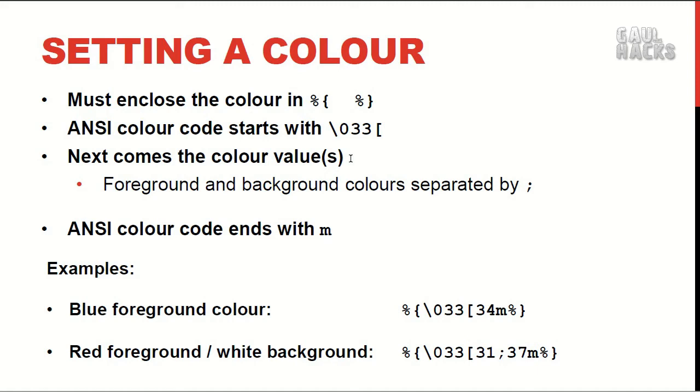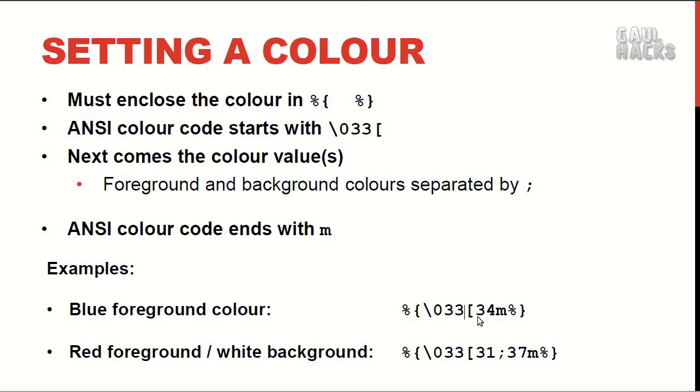So if we want to enter both a foreground and background color, we would separate them with a semicolon. And then finally the ANSI color code ends with this letter M. So for example, if I want to change the color of my prompt text to blue, I'm going to start off by putting things in these curly braces, and then I'm going to start off my ANSI color code with the \033 followed by the open bracket.